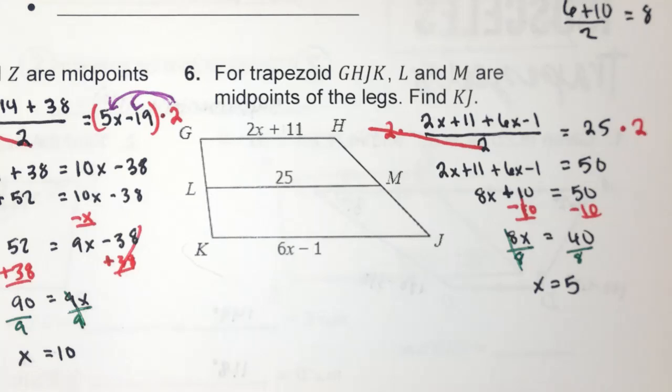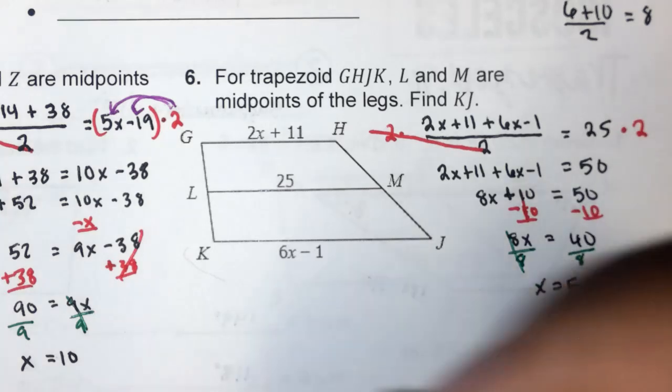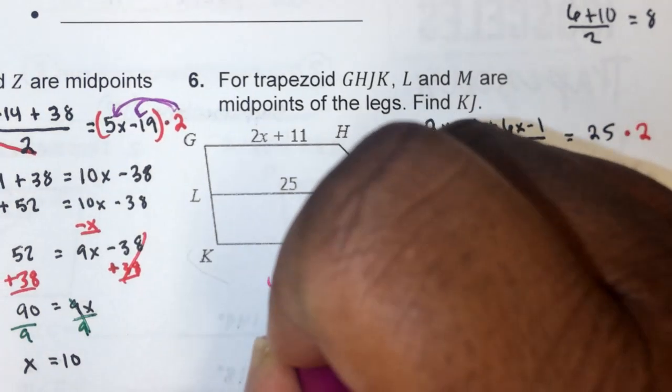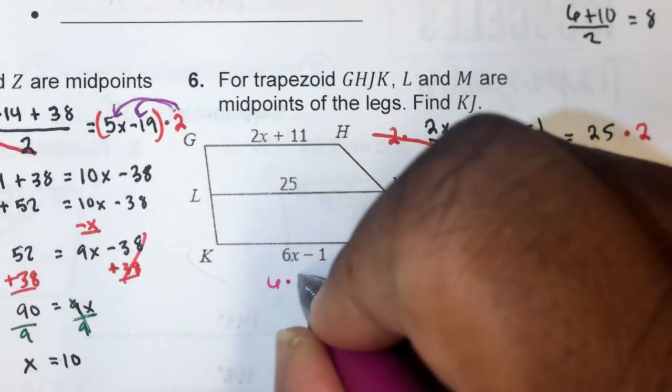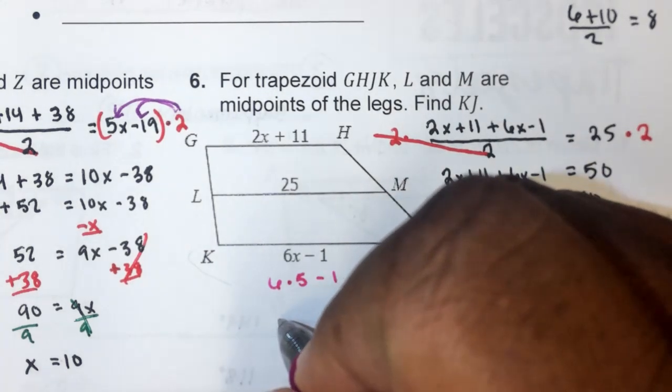Yeah, we got x equals 5. Then after that, we just need to plug back in. Plugging back in for KJ should have just been 6 times 5 minus 1. I think you must have got 29.